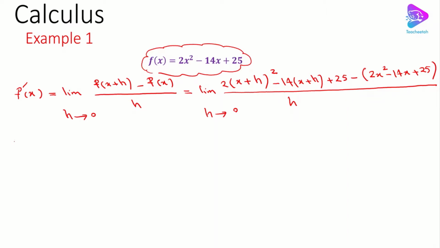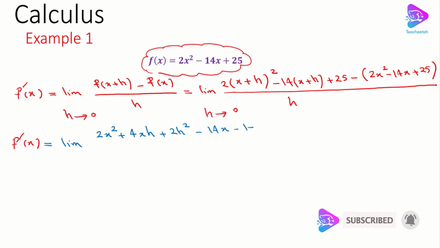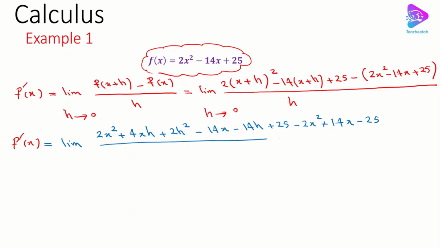So from there we will have f prime of x equals, if we expand the first term, 2x squared plus 4xh plus 2h squared, and then the second term is going to be minus 14x minus 14h plus 25, minus 2x squared plus 14x minus 25, over h when h is approaching 0.